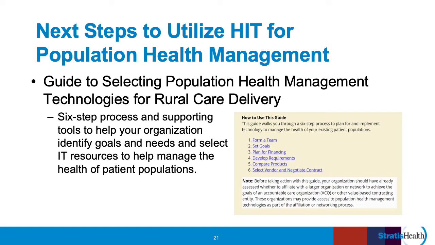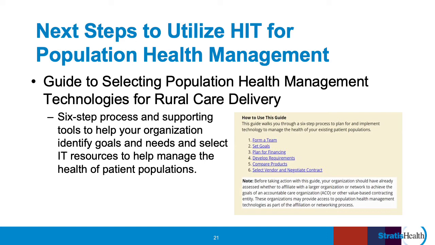As you consider next steps, we want to make you aware of resources made available by the Rural Health Value Team, which is also supported by Stratus Health. The Guide to Selecting Population Health Management Technologies for Rural Care Delivery, which is linked in the Resources section, helps rural organizations walk through a 6-step process to select population health-focused technologies.